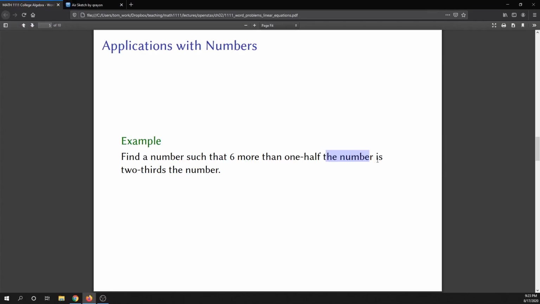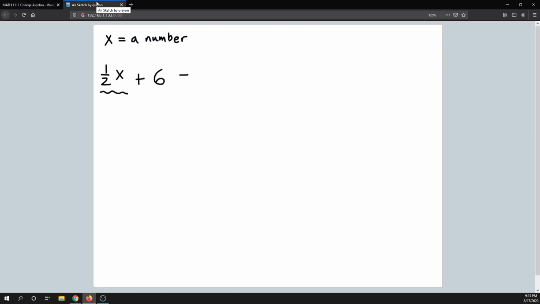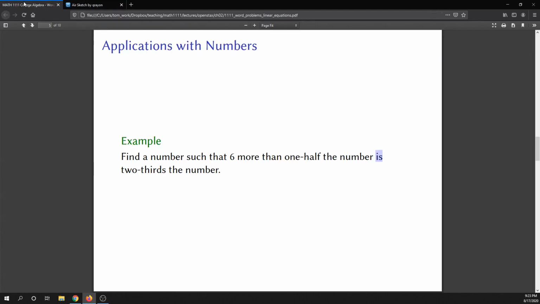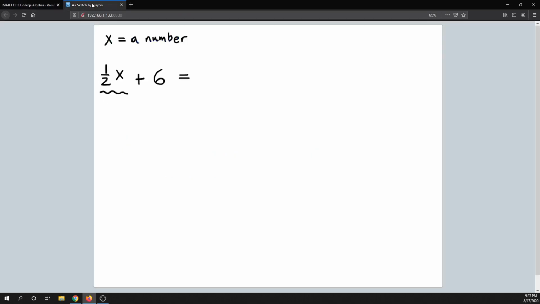And then it says is, which almost always in these word problems translates to an equal sign. So that would be is equals 2/3 the number. Okay, so 2/3 the number translates to 2/3 times X, like so. So that is the translation part.